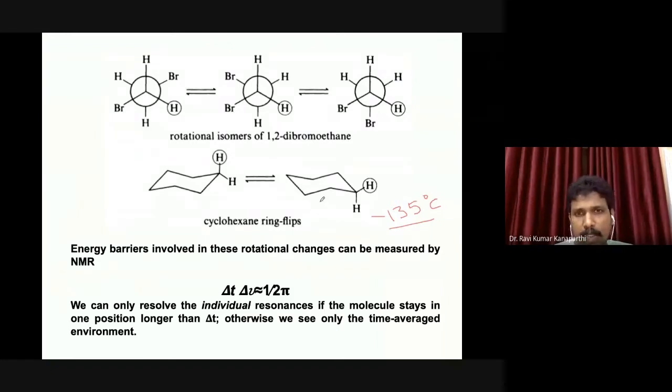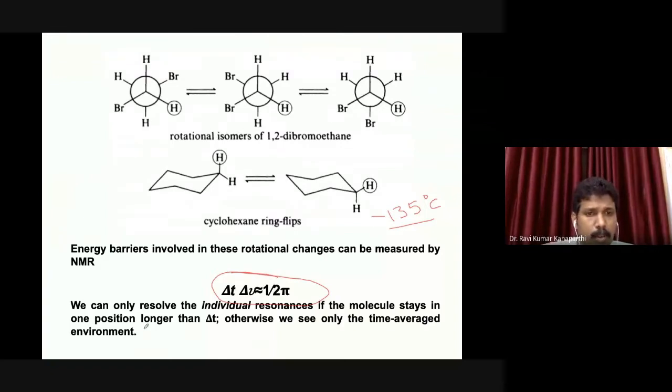Those are the types of calculations one can always do, but the theory is different and the experiment is different. Experimentally, if you want to determine the energy barrier between the two conformers, NMR is a really helpful technique, and this is the formula that one can use to exactly determine the energy barrier between the two conformers.